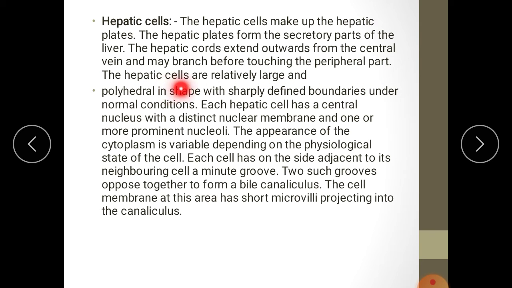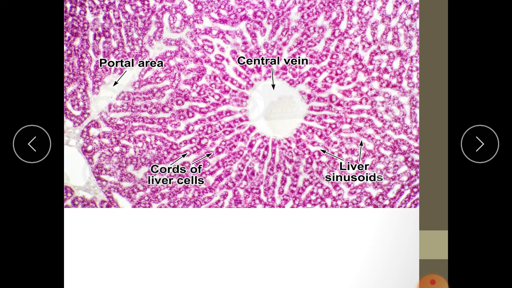The hepatic cells are relatively large and polyhedral in shape, with sharply defined boundaries under normal conditions. Each hepatic cell has a central nucleus with a distinct nuclear membrane and one or more prominent nucleoli.